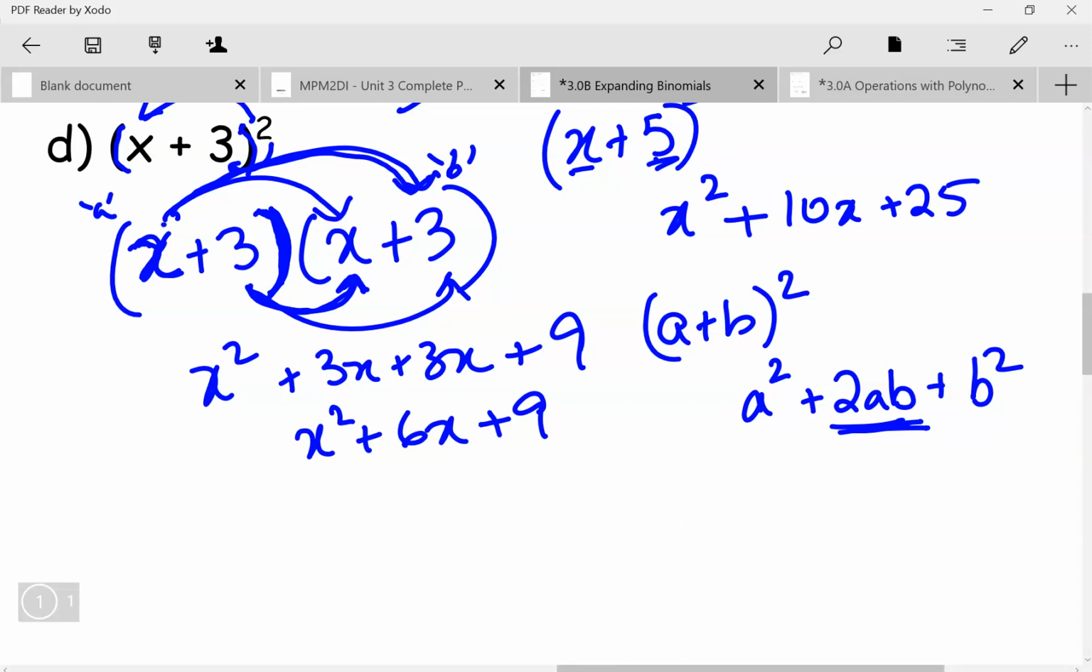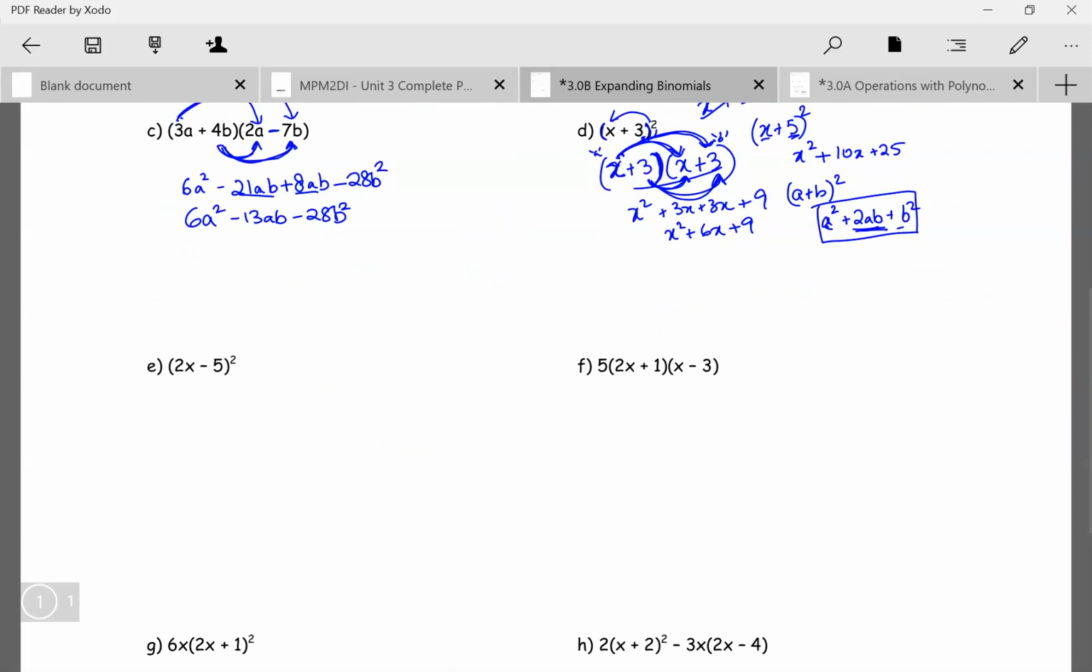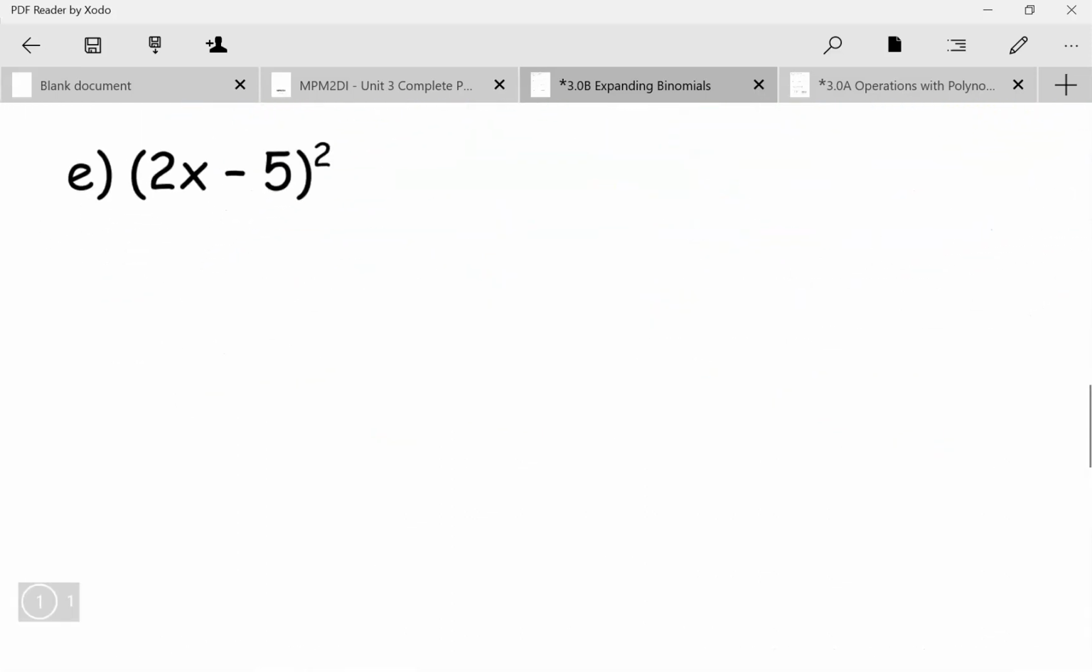And then you still have the a times a and the b times b that you're doing. So that's where the a squared and the b squared come from. So this is just a handy trick to remember so that you're not writing this out. If you remember this kind of theorem, you can do that quite quicker.